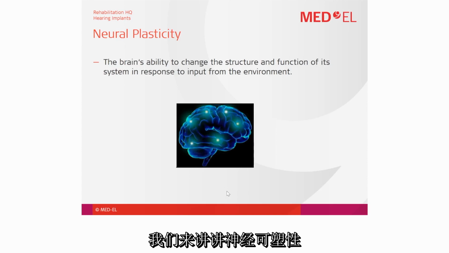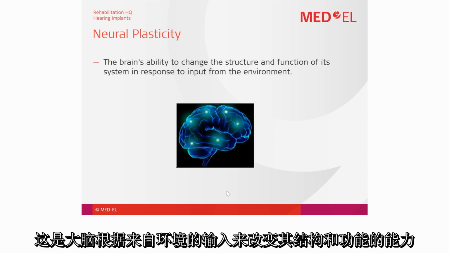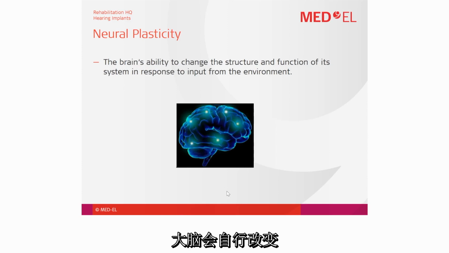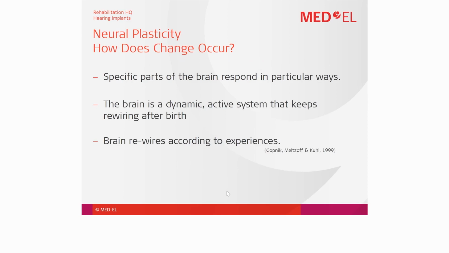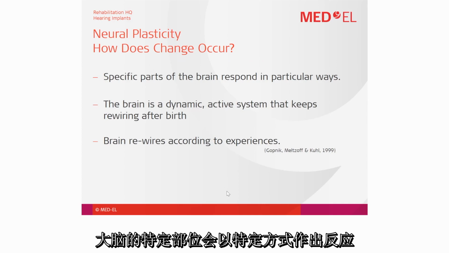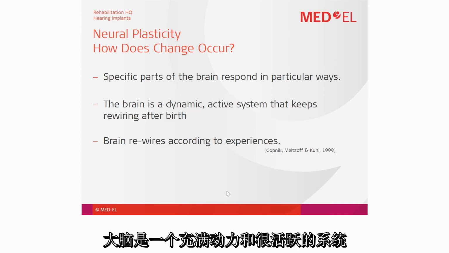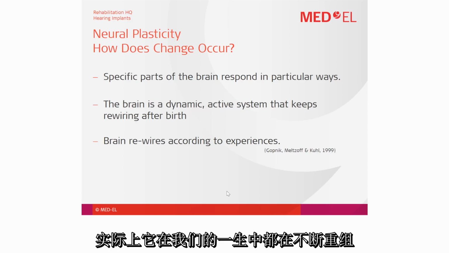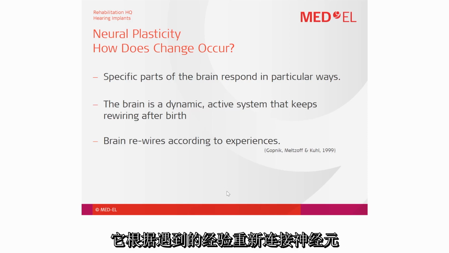Let's talk a little bit about neuroplasticity. This is the brain's ability to change its structure and function in response to input from the environment. Brains change themselves. How does that change occur? Well, specific parts of the brain respond in particular ways. The brain is a dynamic and active system, and actually it keeps rewiring itself right throughout our lifetime. And it rewires itself according to the experiences that it encounters.